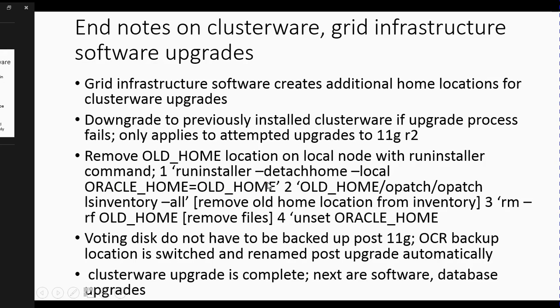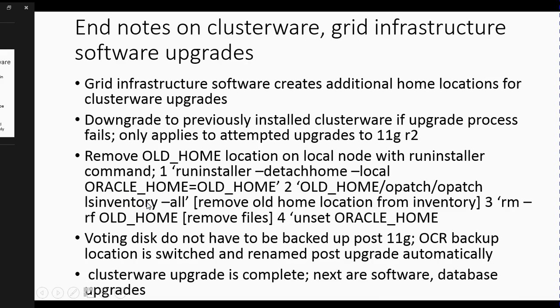That's going to detach the recognition of that home location, so it's no longer going to be recognized. Then you would run this command. You go back into that old home location, even though it's been detached, it's still available and accessible. You go to that home, go into the old OPatch, run the OPatch command, and then you have to get rid of the home location inside the inventory folder.